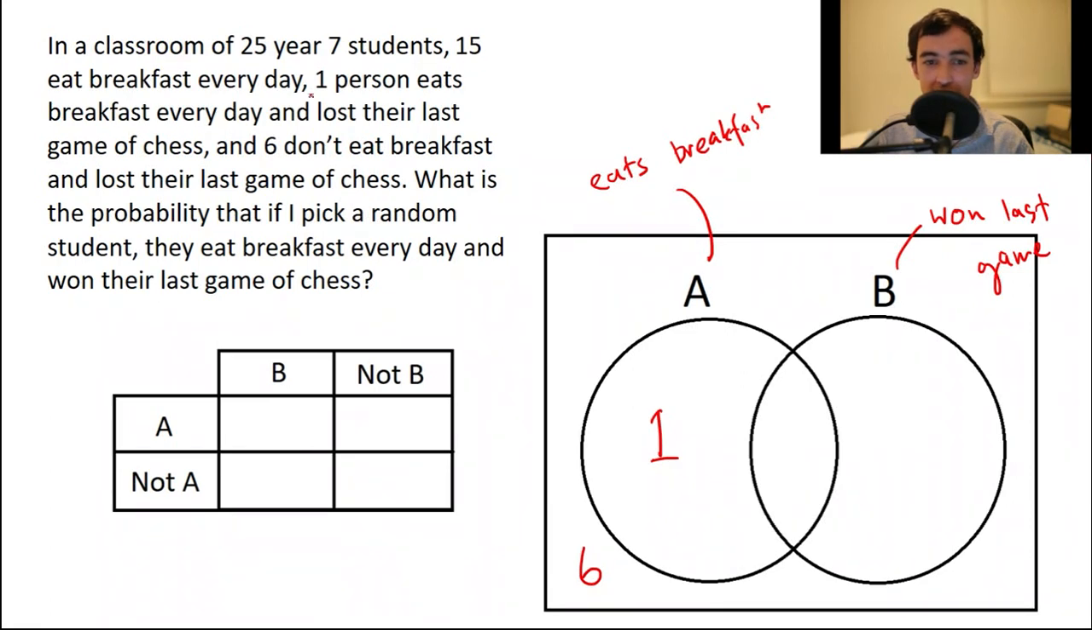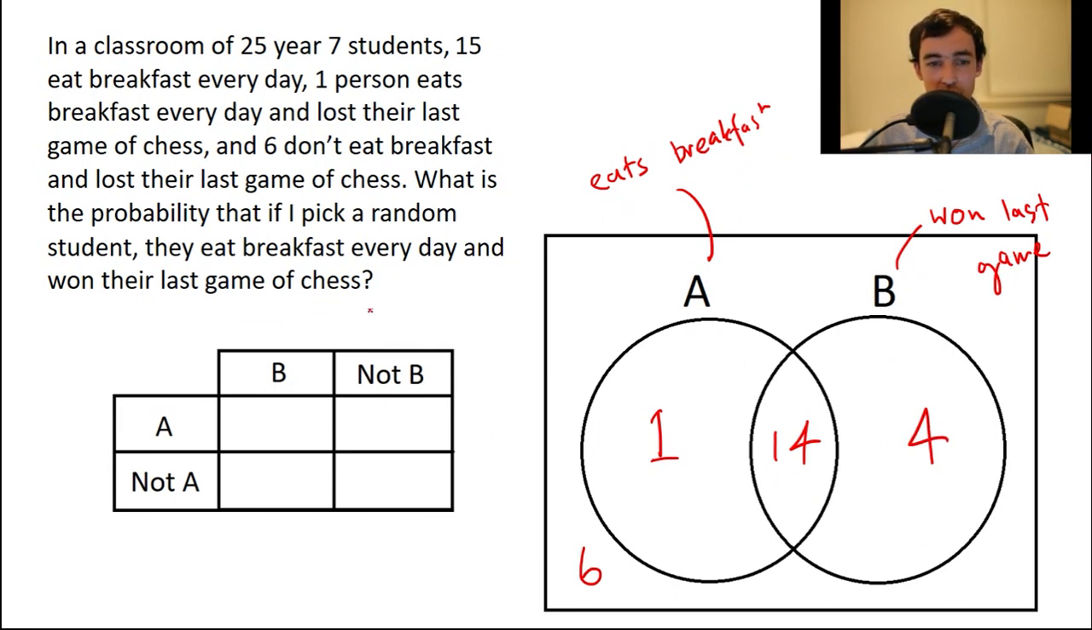And at the start we had 15 students eat breakfast every day. So that means in circle A there's 15. And if one of them is over here, that means the other 14 must be in here. And we can put the last one in here because we've got 25 in total. 25 minus 6 minus 1 minus 14. What's that? That's 4. I've got 4 left.